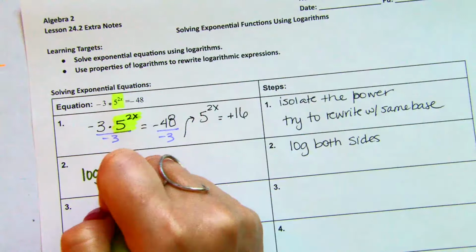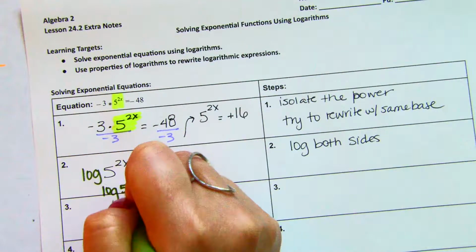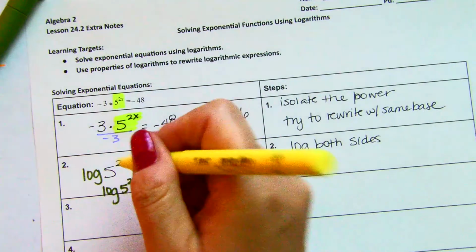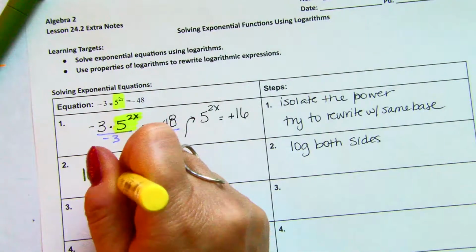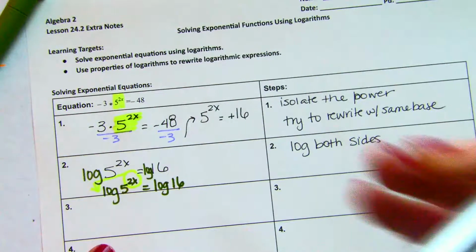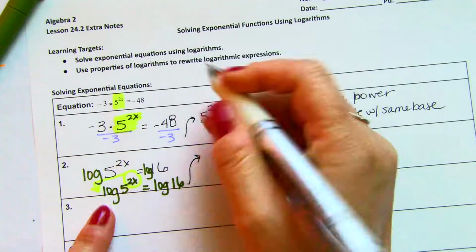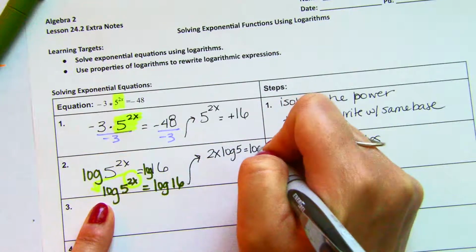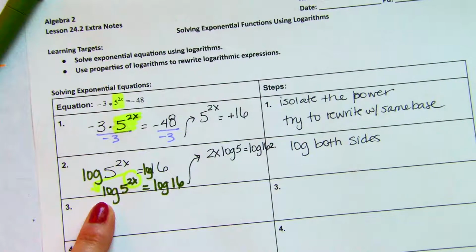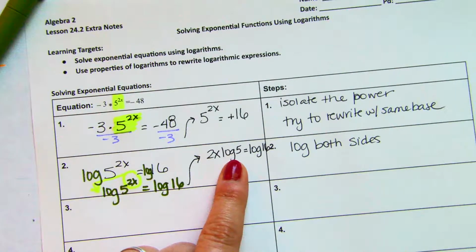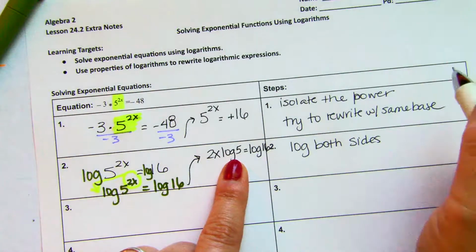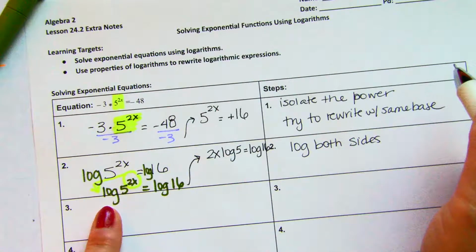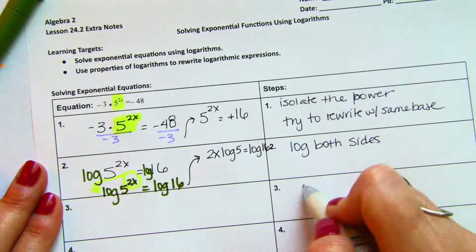So when you log both sides, I'm going to rewrite this so it's a little neater. It's a little squished over here. You're going to apply your properties. So this 2x, because it's an exponent, comes in front. So I'm going to get 2x log 5 equals log 16. Okay? And then at this point, I want to divide. So you're going to simplify.